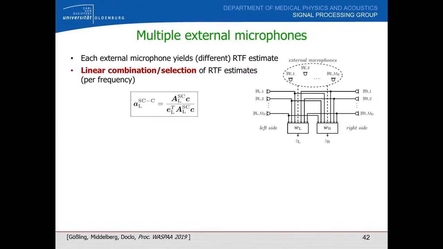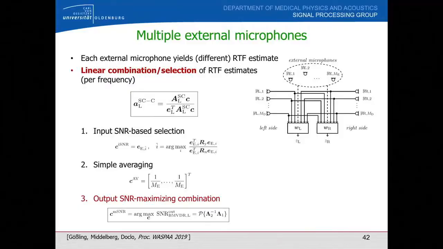What we also did, but I will skip this just for time reasons, if you have multiple external microphones, basically each of these external microphones can generate an estimate of the same RTF vector. And if there's no estimation errors, you live in a perfect world, it is the same estimate, so you don't need it. In practice, of course, there are estimation errors. And so what we did in the WASPA paper that was presented last week is combine these estimates. And it can be combined in different ways, either based on input SNR or output SNR. Of course, this was better, but a bit more complex.